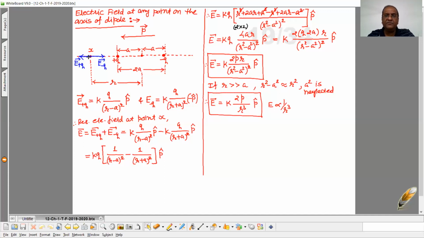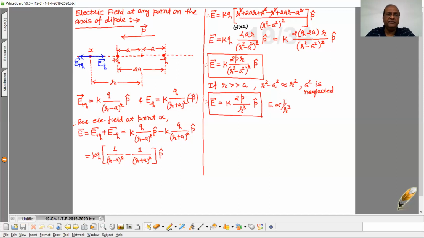Now at x, to find the net electric field, we have to take the electric field due to the plus q charge as well as the minus q charge, and then take the vector summation of these two. The electric field due to the plus q charge will be in the outward direction, as shown in this figure, and due to the negative charge it is towards the charge. So E minus q will be in the direction as shown in the figure.